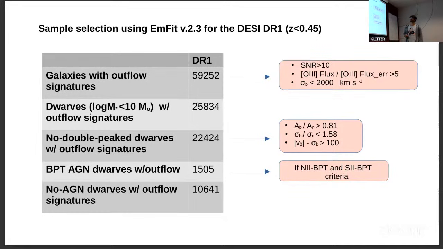We remove the double peak sources because double peaks in the oxygen III emission line can be explained by outflows, but also by mergers or dual nuclei in the galaxy. So we don't want to contaminate the sample, so we exclude the double peak sources. And then we classify with the BPT diagrams the subsample over here, ending with 1500 AGN dwarf galaxies with outflow signatures.